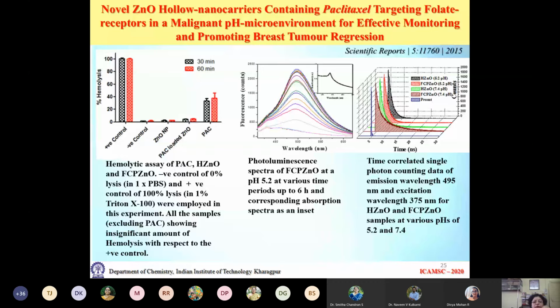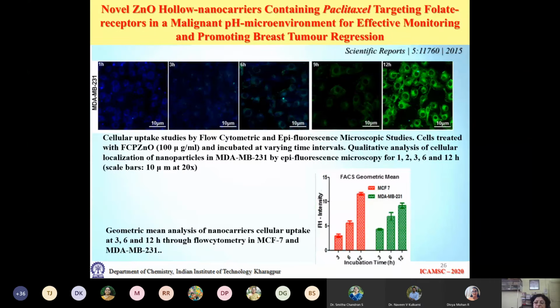Now, here you can see another thing which is very important for this particular work, which is the photoluminescence shown by the zinc oxide. If you see at 5.2 pH, and after variation of time, you see how it is increasing.